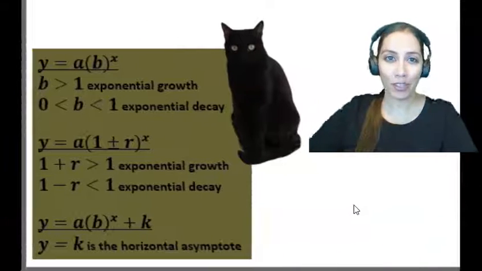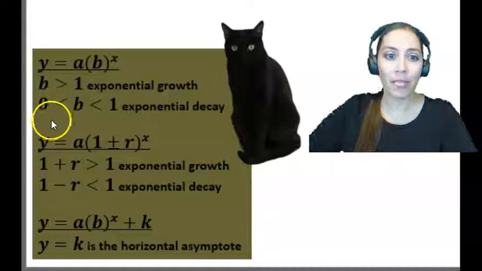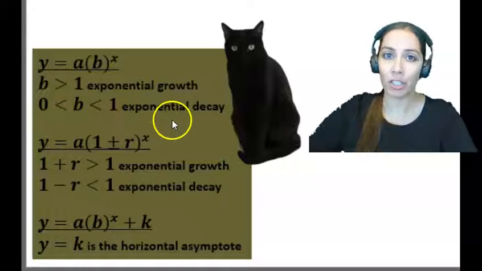I'm here with Chloe for her latest tips and tricks. When you have an equation in the form y equals a times b to the x power, if b is greater than 1, you have exponential growth. If b is between 0 and 1, you have exponential decay.